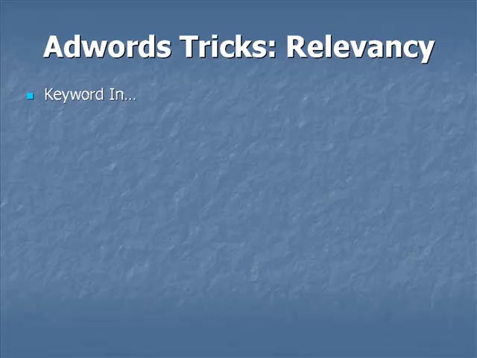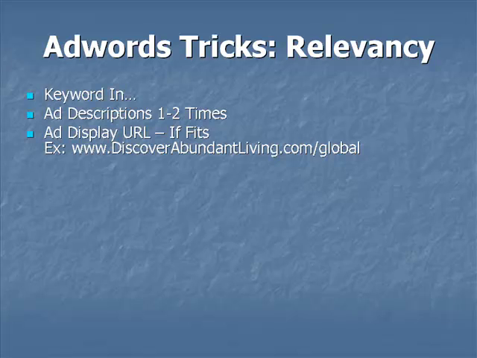Now, the key to good relevancy, to relevant ads, is to have your root keyword appear in the ad description at least once, and great if it can appear twice, or some shortened version a second time is also effective. You want the keyword to display in the display URL if it fits. So in my example here, discoverabundantliving.com is my display URL, and I don't know if it would actually fit, but if you have a short domain, then you can often put a slash and then your keyword or part of your keyword after the domain name.